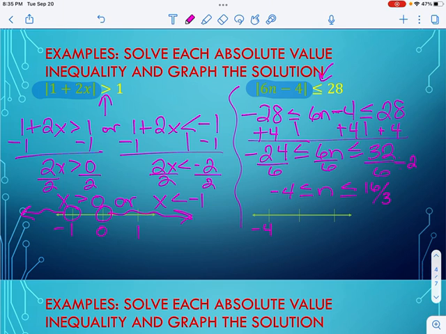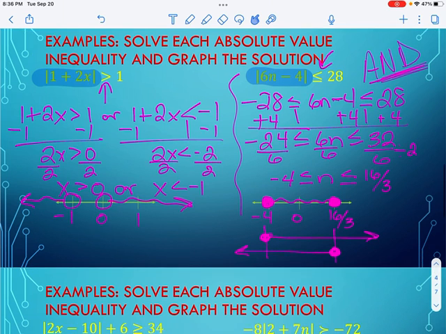Now, remember what we're dealing with here is we are dealing with an AND statement again. So when we look at this, the first one says -4 is less than or equal to n. So that means n must be greater than or equal to -4. And n is less than or equal to 16/3. And we're asking ourselves, since it's an AND, where is that shared? And it is shared between -4 and 16/3. And that would be our solution that we have.